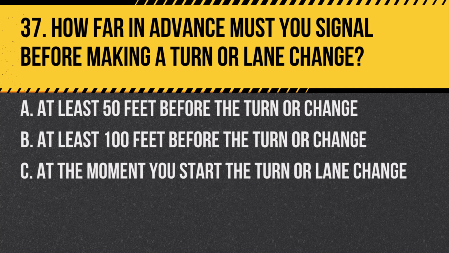Question 37. How far in advance must you signal before making a turn or lane change? A. At least 50 feet before the turn or change. B. At least 100 feet before the turn or change. C. At the moment you start the turn or lane change. Answer B. At least 100 feet before the turn or change. This gives other drivers and pedestrians adequate notice of your intentions, enhancing safety for everyone on the road.